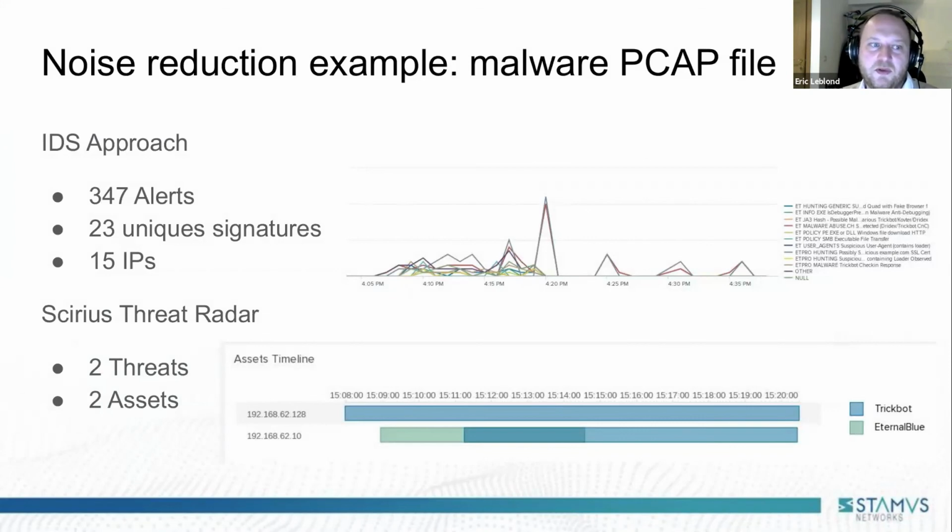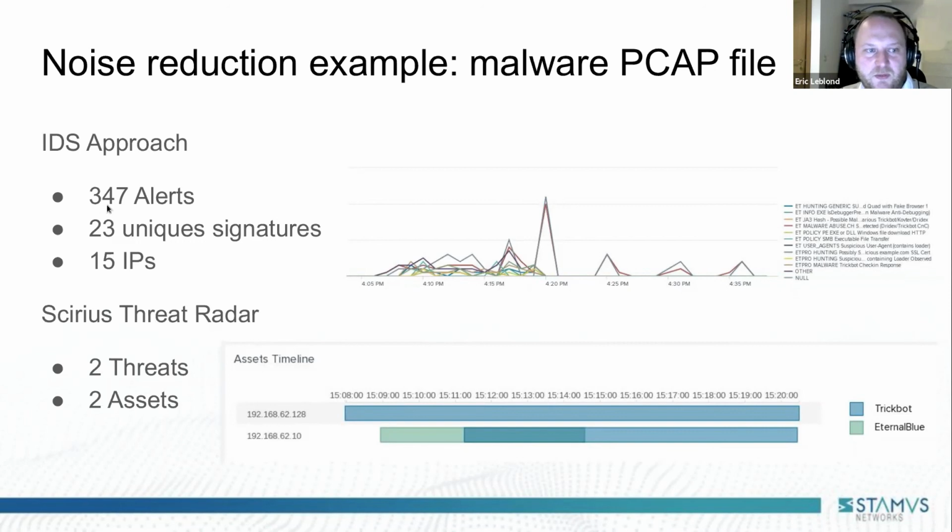Just for this one, we already have 347 alerts. It can span over a long time. If you look at what we have in Scirius Threat Radar, we just have 2 threats on 2 assets. You really know if you are looking extensively at the pcap, but we did not miss the main point in terms of threat on this traffic. So that's, I think, one of the key points of the Scirius Threat Radar. It really lowers the noise.